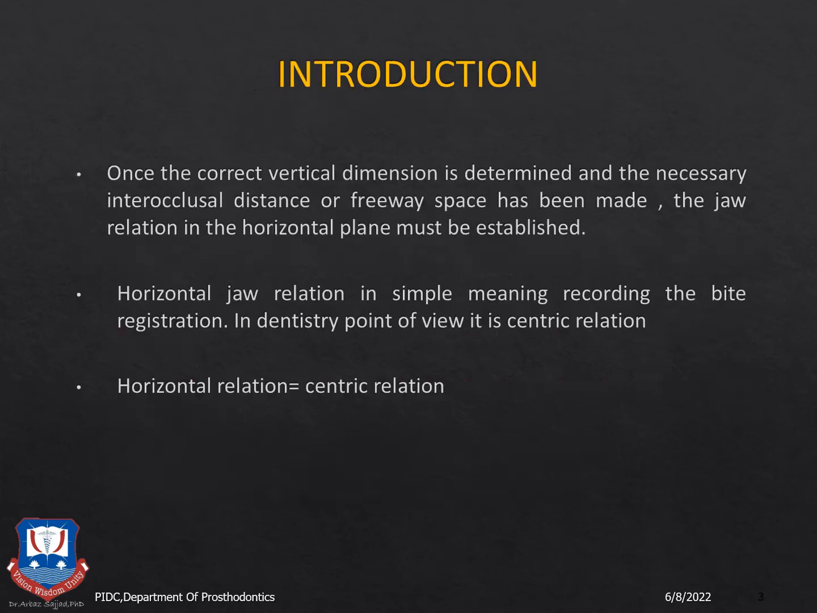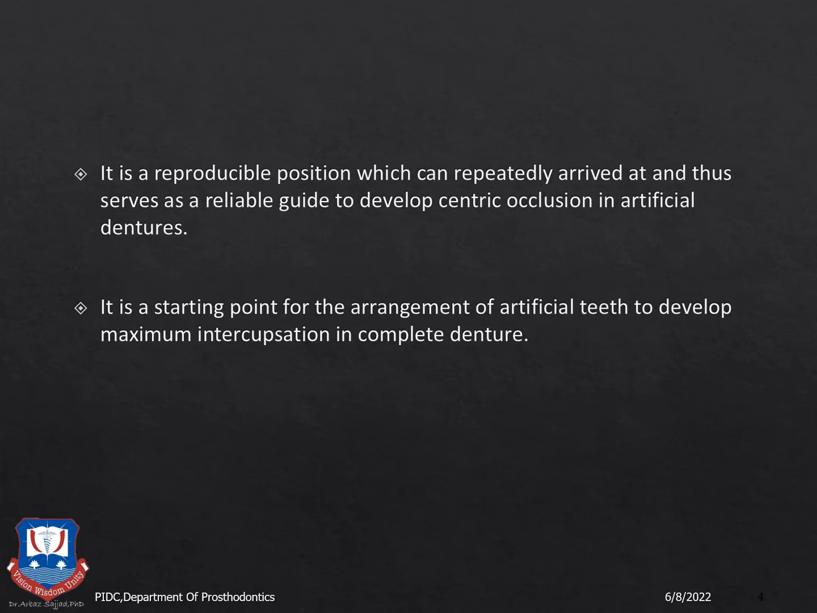Now moving on. Once the correct vertical dimension and orientation relationship have been determined and established, and the necessary interocclusal distance of the previous phase has been made, the jaw relationship in the horizontal plane can be commenced. Horizontal jaw relationship is, in simple meaning, the recording of the bite registration. It is also known as centric relationship. It is a reproducible position which can be repeatedly arrived at and thus serves as a reliable guide to develop centric occlusion in artificial dentures. It is a starting point for arrangement of artificial teeth to develop maximum intercuspation in complete dentures.